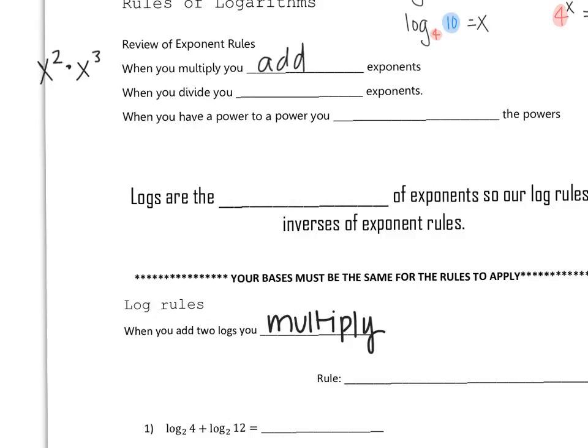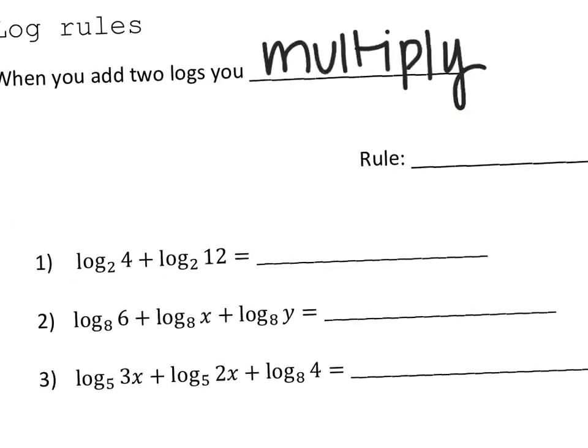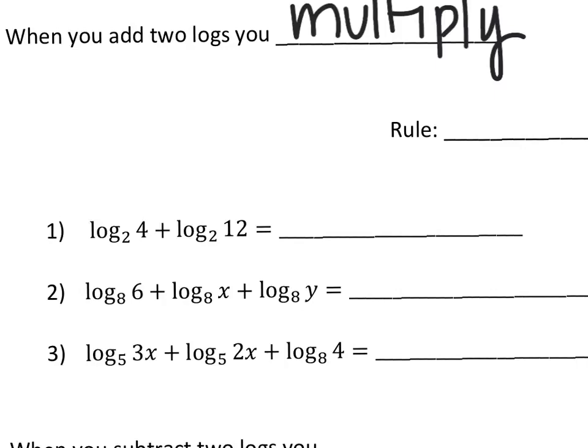So, for example, problem 1 down here, I have the log base 2 of 4 plus the log base 2 of 12. So I'm adding two logs, aren't I? So I can turn that into one problem by multiplying. What is 4 times 12? So this is the log base 2 of 48.